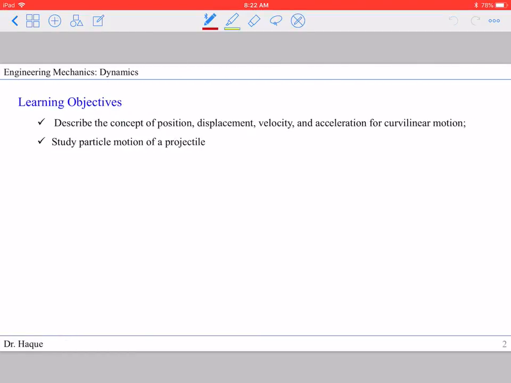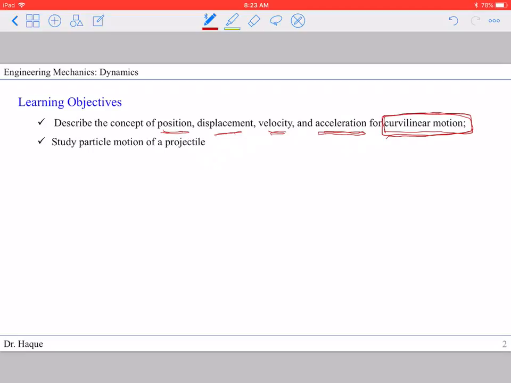So today's learning objective is to describe the concept of position, displacement, velocity, and acceleration. We have learned this concept in lecture 1, but today we're going to learn the same concept for curvilinear motion. In the first lecture we were studying rectilinear motion. Today we're going to study curvilinear motion, and we'll see if it is any different than rectilinear motion, and we'll derive any formula needed for curvilinear motion.